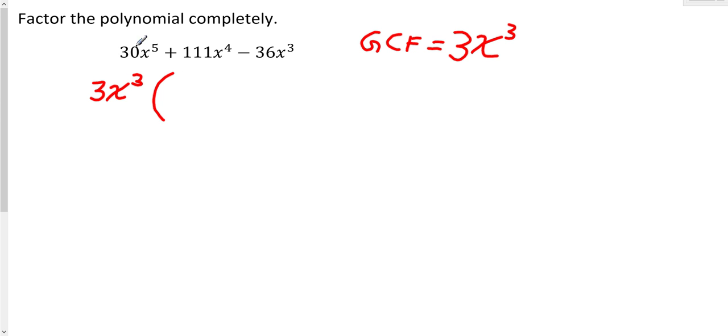So dividing this first term by 3x to the third gives us 10x squared. Dividing the second term by 3x to the third gives us positive 37x. And dividing this last term by 3x to the third gives us negative 12. All right, so now we factored out the GCF. So we've isolated the monomial factor.